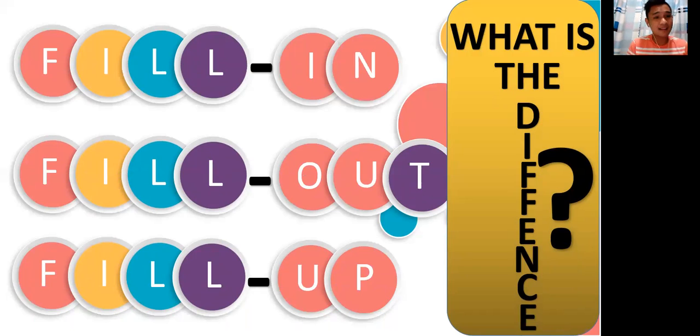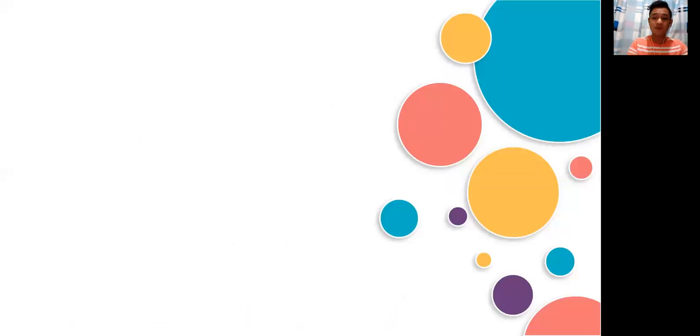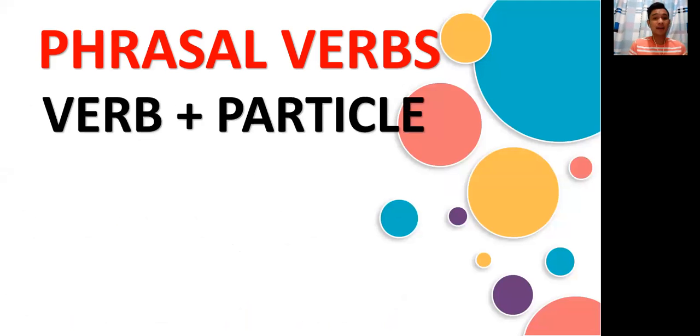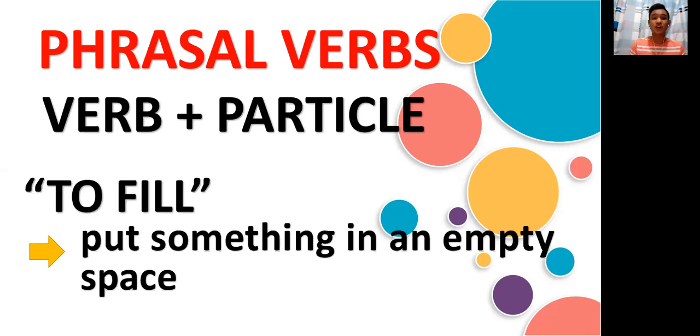Now, pakatatandaan lang natin na yung tatlong words na nakikita nyo sa screen ninyo are what we call the phrasal verbs, which contain a verb and a particle, which is now your preposition or an adverb. Take note that the main verb doon sa tatlong words na fill up, fill out, and fill in is fill. So when we say to fill, that means you are going to put something in an empty space. Now, let's see the difference among those three words.